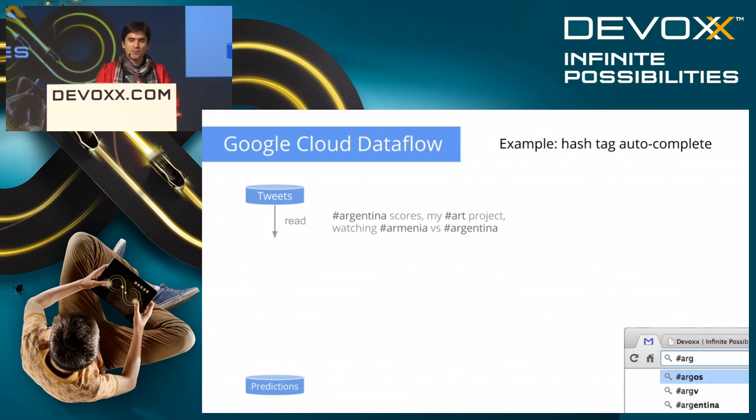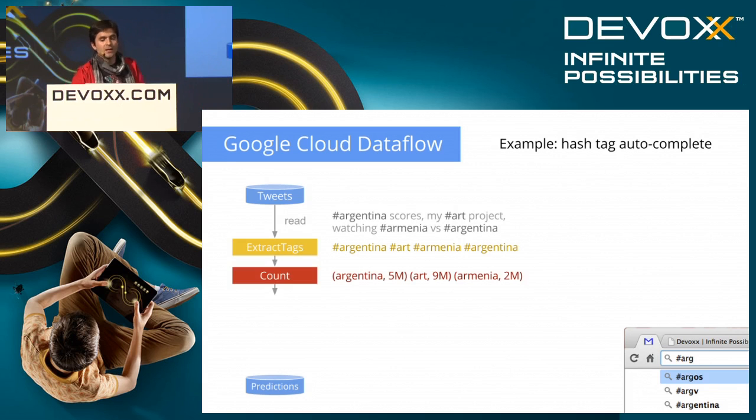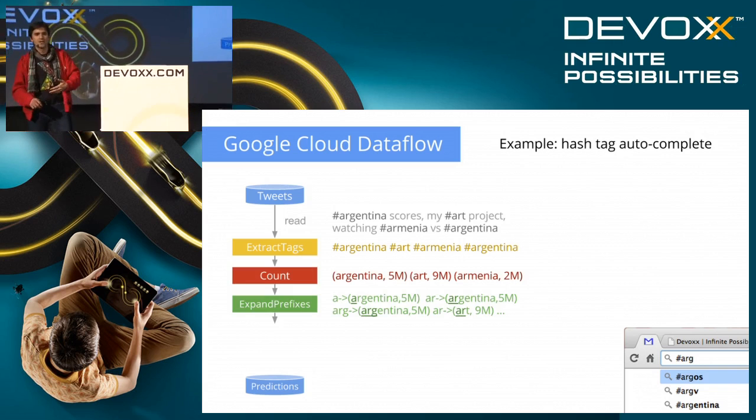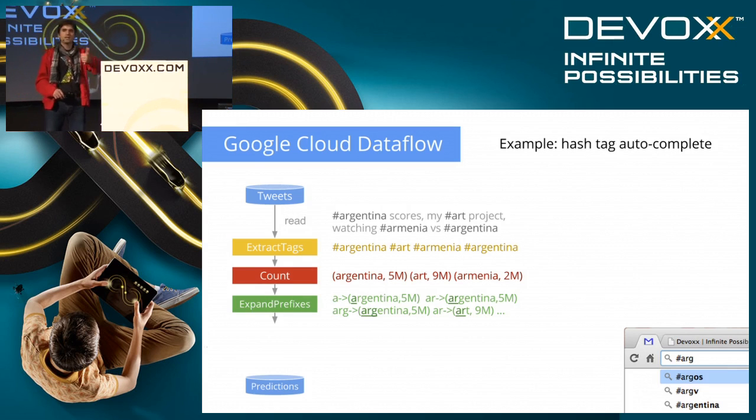What do I need to do? Well, I need to read the tweets. I need to extract the hashtags from the tweets. I need to count them to find the most popular hashtags. And then, from those hashtags, I will compute prefixes. So Argentina becomes A, AR, ARG, all the prefixes in Argentina.